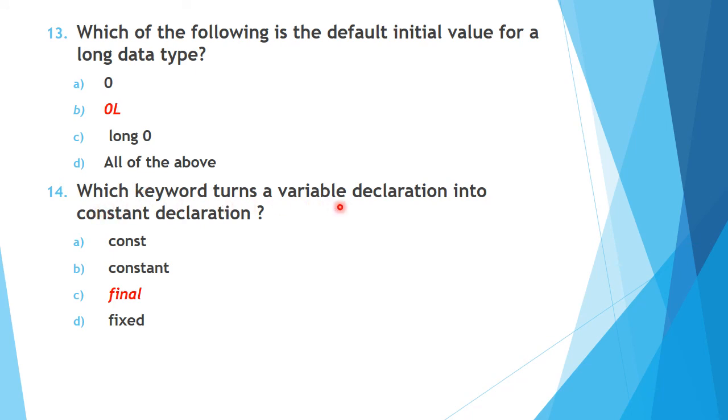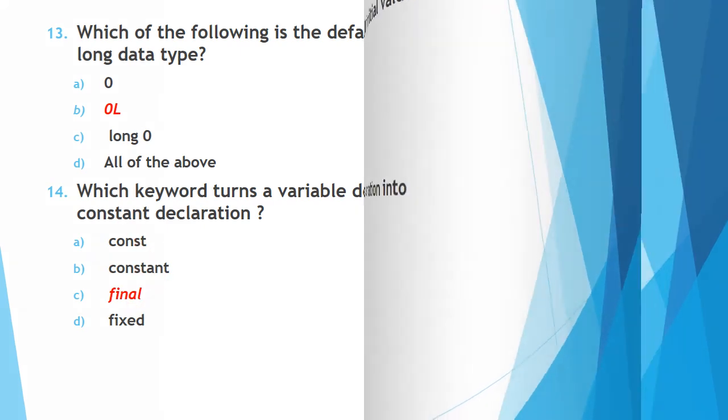Which keyword turns a variable declaration into a constant declaration? Not const, not constant, we are using final. By using final, we can convert any variable value into a constant value. So the correct answer is final.